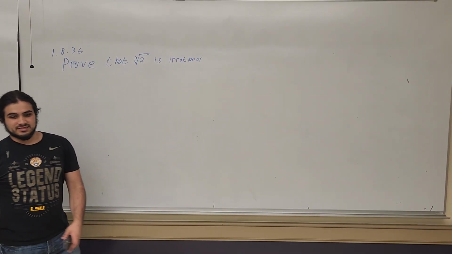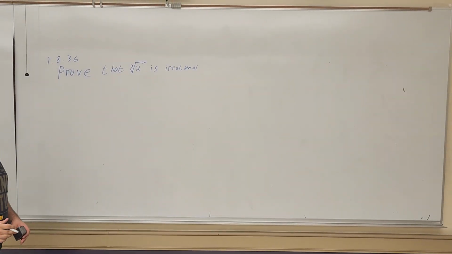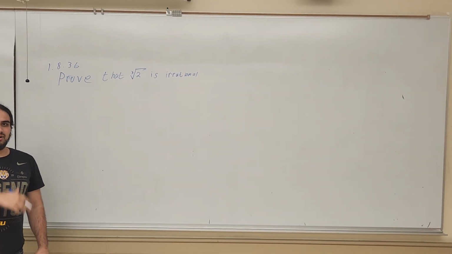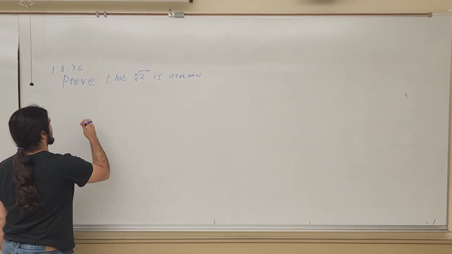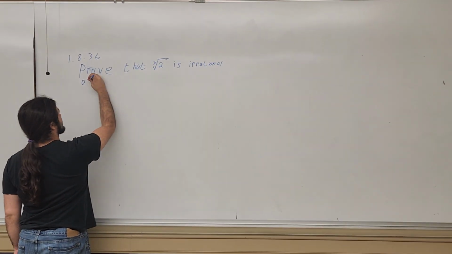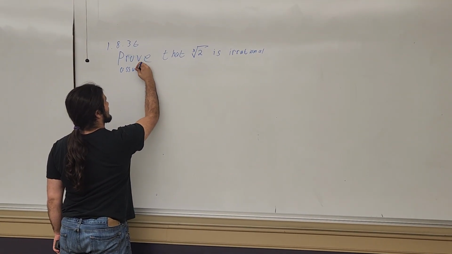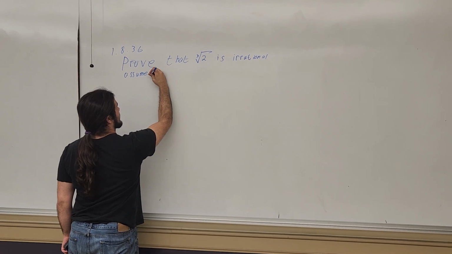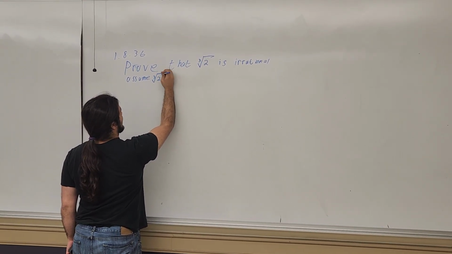We're going to prove this in a similar way that we proved that the square root of 2 was irrational, which means that we're going to prove it by contradiction. So what we're going to do is assume that the cube root of 2 is rational.